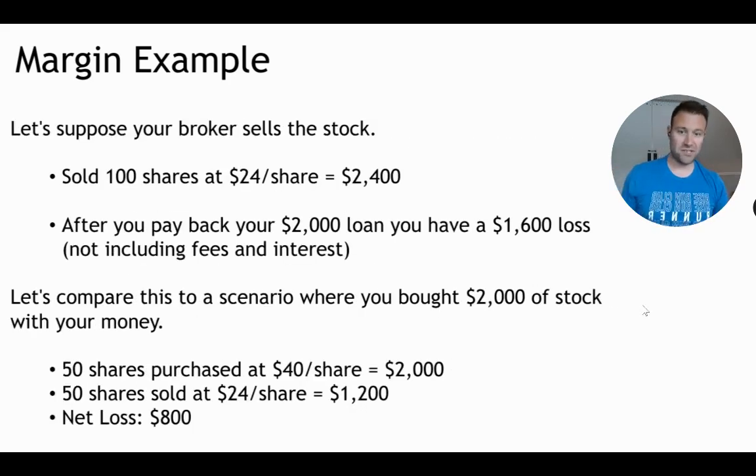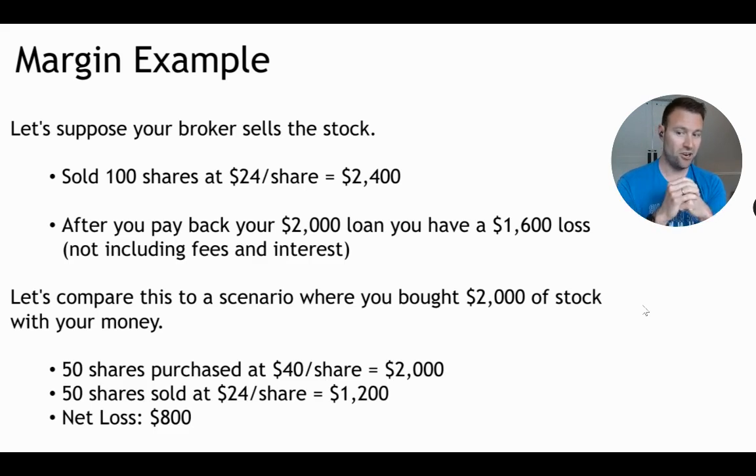So let's suppose your broker sells the stock. You paid $4,000 for this stock, and now you're getting $2,400 back. Obviously that's a $1,600 loss, but the way it works out is you get $2,400, you pay down your $2,000 loan, and you're left with $400. Not great when you started with $2,000.